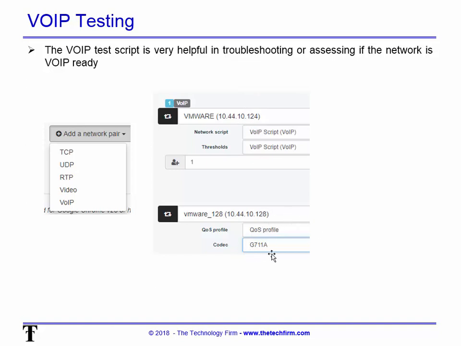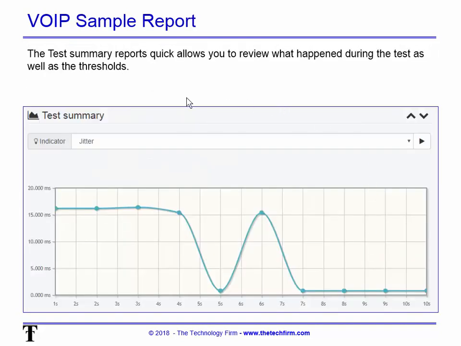The codec is not selected by default. You need to pick something. Don't randomly pick something. Pick something that you're using. In this case, I chose G711A. And this is kind of nice because what you might find is with one codec it failed and with another codec it passed, right? So you can play with a couple of scenarios in your environment. And then you have your VoIP sample report.